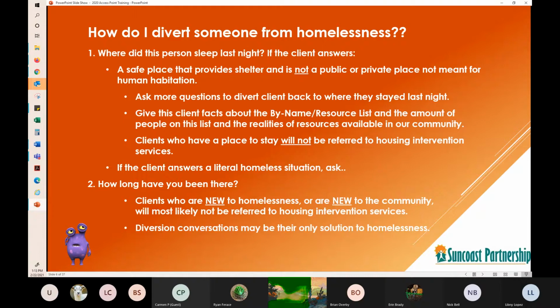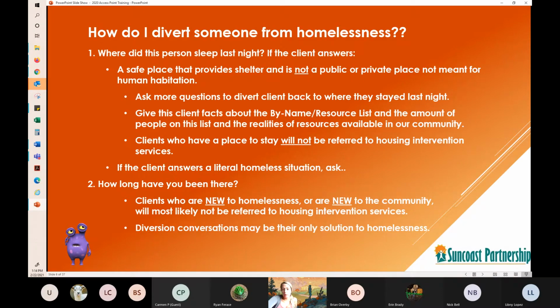And a lot of times when you listen to other trainings on coordinated entry, they use analogies of being in a hospital room and someone coming into an emergency room with their arm chopped off and bleeding out, and then somebody with a migraine or a headache. We have to triage those clients so that the ones that really need the most help are connected efficiently and met with the need that they have.